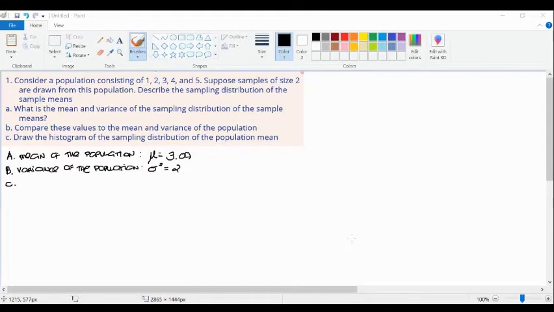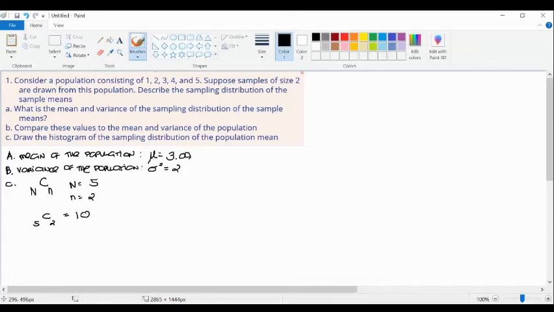Next, we're going to determine the number of possible samples of size n, which is 2. We're going to use the formula of the combination, N choose n. Your N, or the size of your population, would be 5, and the size of your sample will be 2. So 5 choose 2 is equal to 10. So we can say that there are 10 possible samples of size 2 that can be drawn.